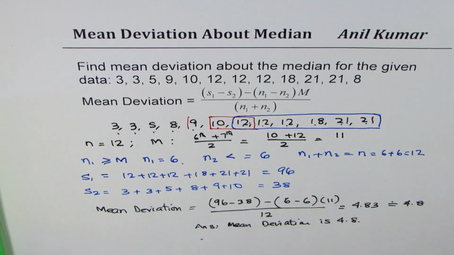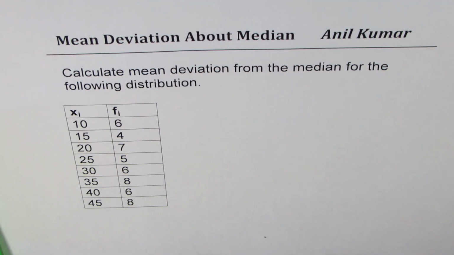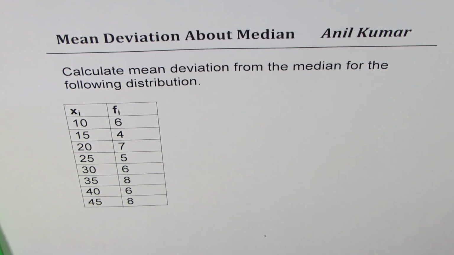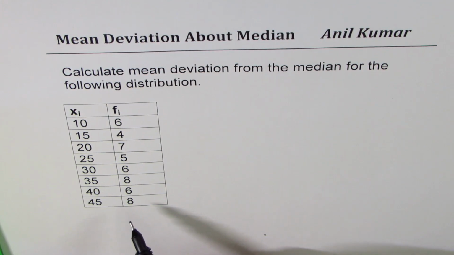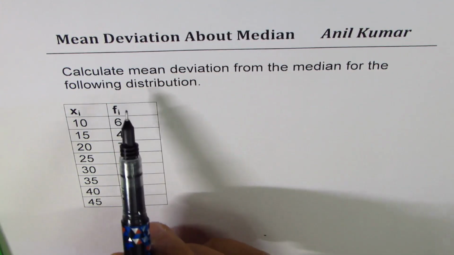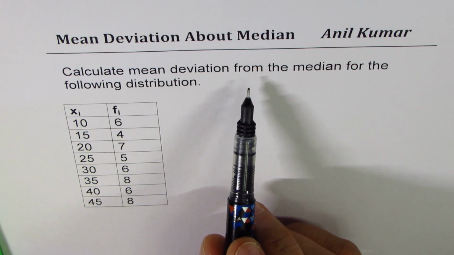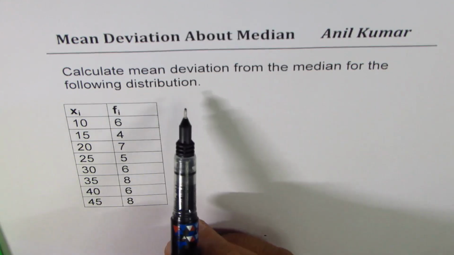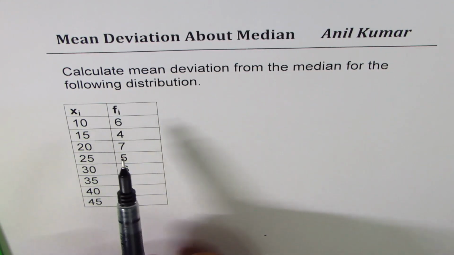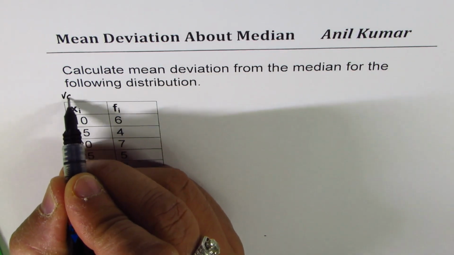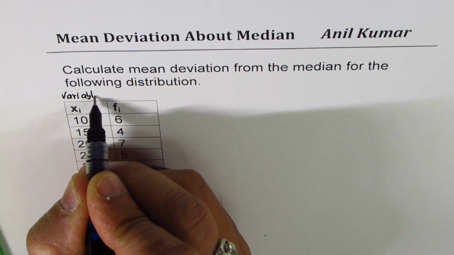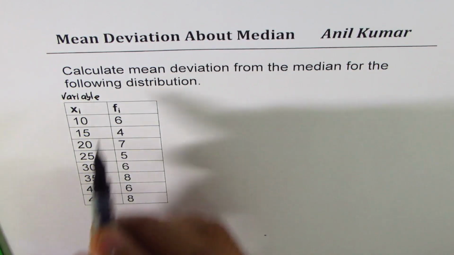Now we will have examples where we'll see how to find mean deviation with distribution and with grouped data. Now let us see how to find mean deviation about median when a distribution is given to us. So the question here is, calculate mean deviation from the median for the following distribution. For a variable xi, we have given different frequencies.